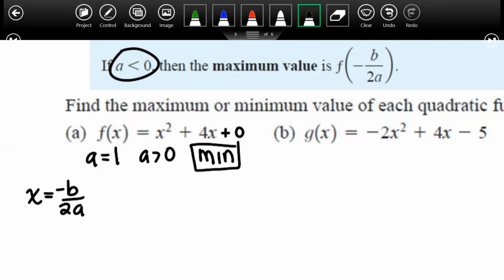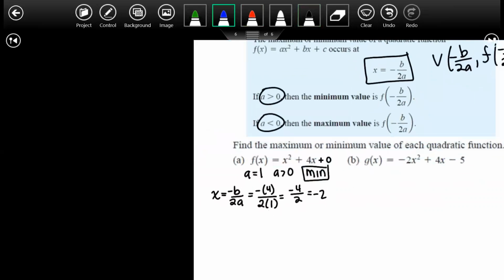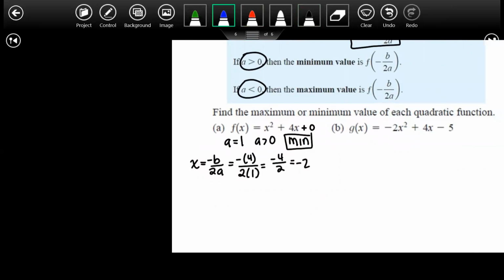What is my b value for my first one? 4, so I'm going to write -4. I'm going to put parentheses around my plugging in terms. It helps you differentiate those so you know that you're doing the correct integer operations. What's my a value? 1. We're going to simplify this out, get -4 over 2, or just -2. So our vertex for this first point is going to be at -2. That's our first point.